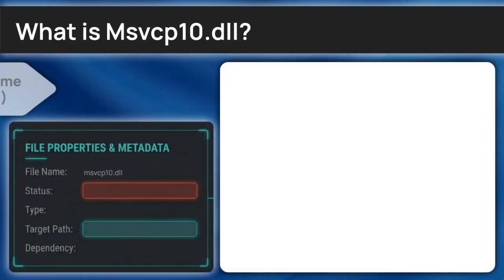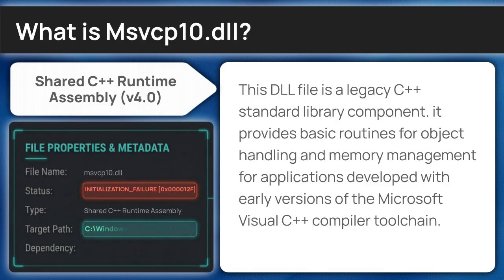This DLL file is a legacy C++ standard library component. It provides basic routines for object handling and memory management for applications developed with early versions of the Microsoft Visual C++ compiler toolchain. Now that the background is clear, let's walk through the actual installation steps.